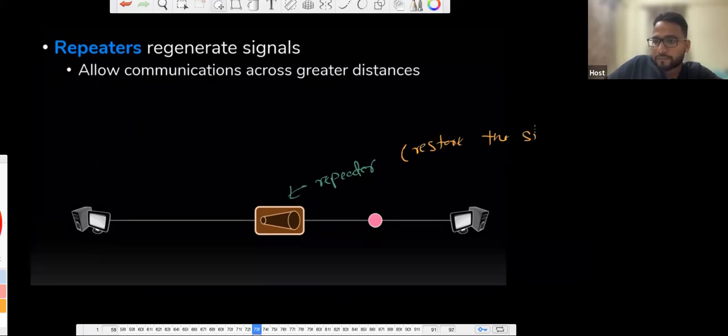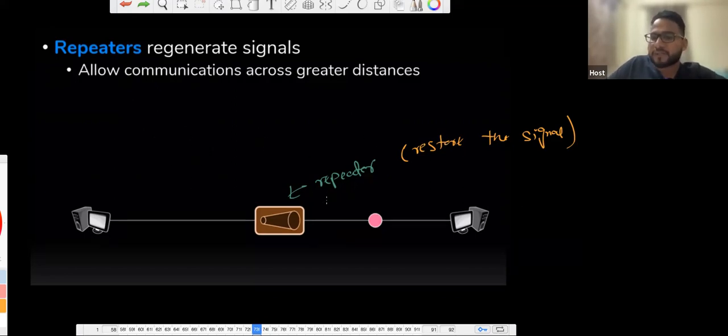Has anyone used a repeater at their home? Anyone? So like in ISC, what we used to do, there is a device called repeater. You can order it from Amazon. So we ordered from Amazon, and my room was on the first floor, and the friend with whom I was sharing the Wi-Fi was on the ground floor. So we were having some signal distortion problem. So that's why I installed a repeater in my room so that my signal gets restored.